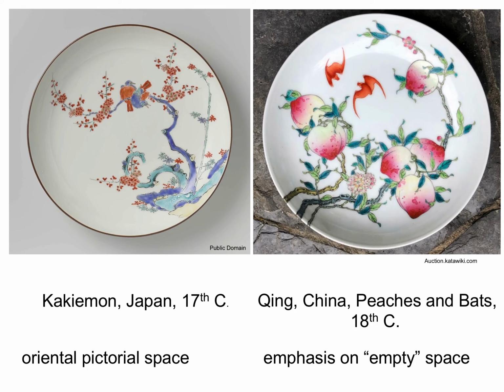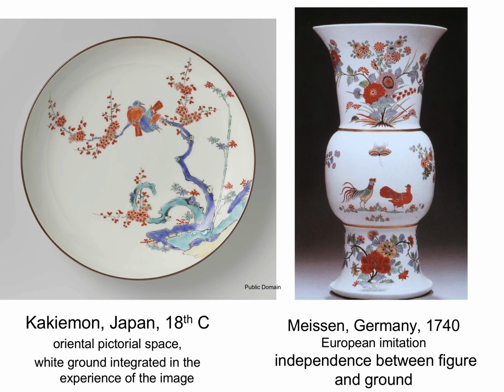Something very interesting as well is the difference in pictorial space between Asian wares and European ware. In Asian ware, which I call the Oriental pictorial space, we have an emphasis on empty space. There tends to be quite a bit of empty space, and that space feels very integrated within the representation, very much part of it, and not just absence. So the white ground is integrated in the experience of the image.